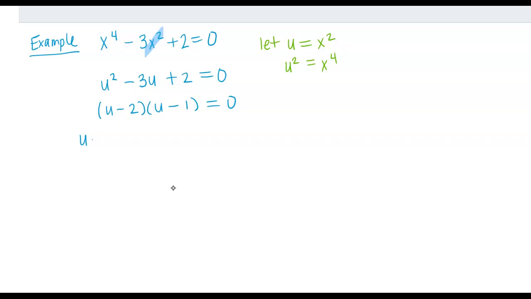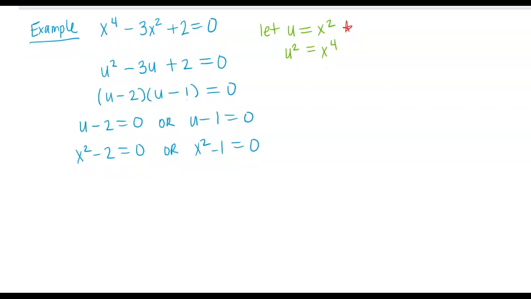So I've got u minus 2 equals 0, or u minus 1 equals 0. But remember that we had this variable change up here. So really, instead of writing u, I should write that x squared minus 2 is equal to 0, or x squared minus 1 is equal to 0. My original equation had x raised to the fourth power, so I know I should end up with 4 solutions.